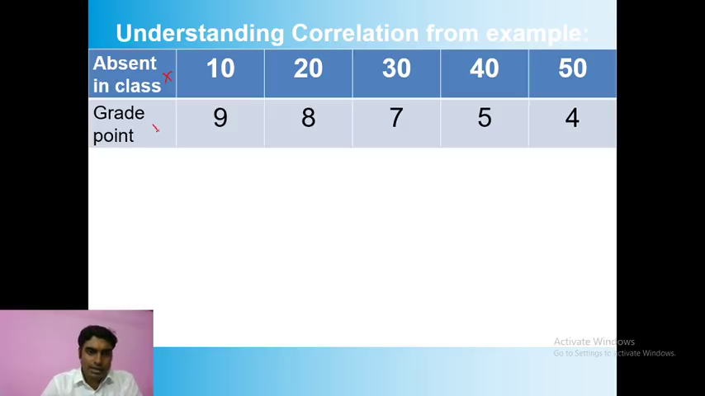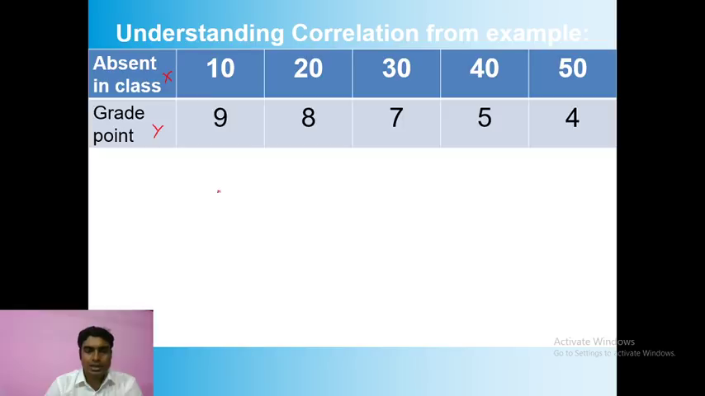So if I write the first variable x and the next one y, then even without plotting I can see that if I increase the absentee percentage 10, 20, 30, 40, 50, then there is a decrement of the grade point: 9, 8, 7, 5, 4. So I can see that basically a negative correlation is present.